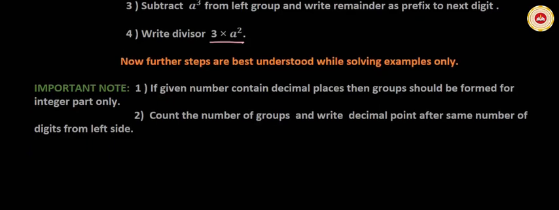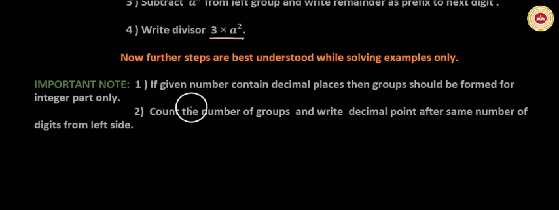Now important note: first important note is, if the given number contains decimal places, then groups should be formed for the integer part only. Second important note is, count while writing the answer. Count the number of groups and write the decimal point after the same number of digits from the left side. First of all, you have to count the groups. Then count the same number of digits from the left side, and give a decimal point.